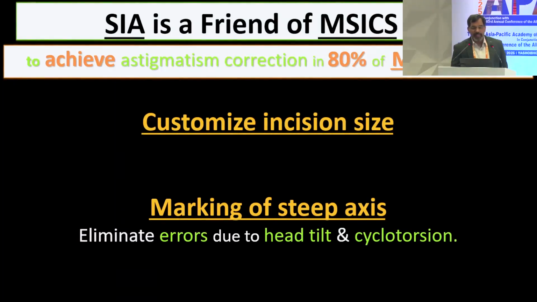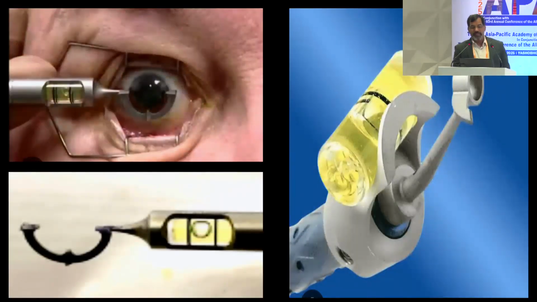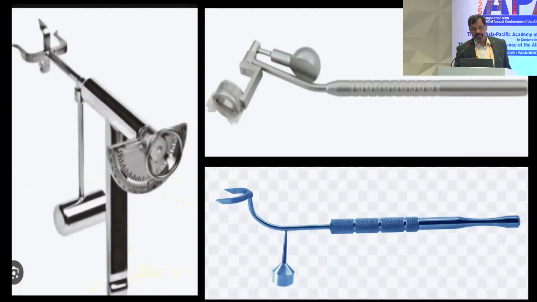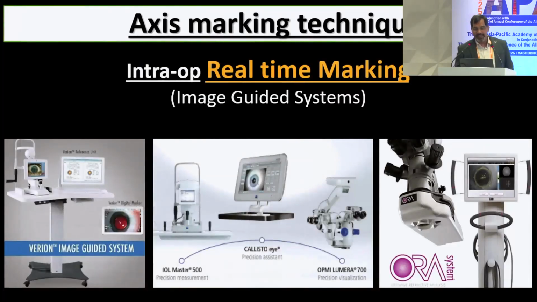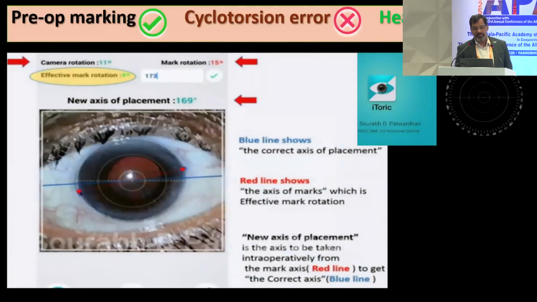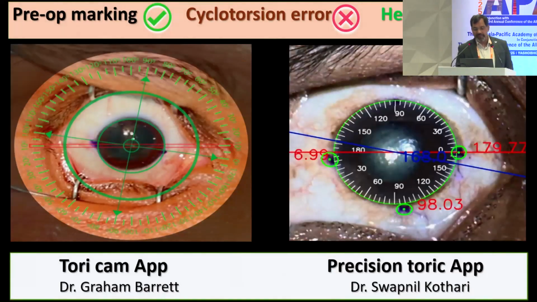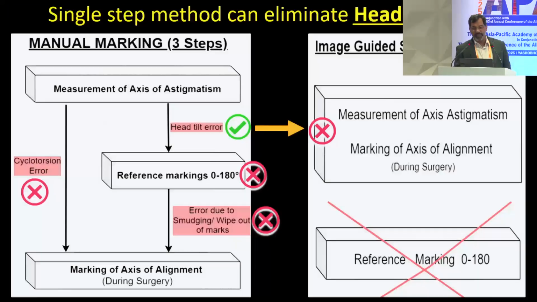So SI is a friend. If you are able to customize the incision size, you have to calculate SIA for all your incisions, and you have to mark the steep axis. You have to eliminate the error due to head tilt and cyclotorsion. You can use any type of marker, bubble marker, pendulum marker, some digital markers are also there, and now this real-time marking system is also there. There are also some apps available on mobile: iToric app, Toricam and Precision Toric apps.